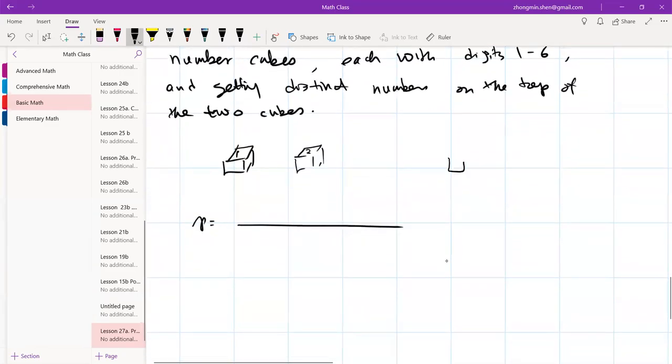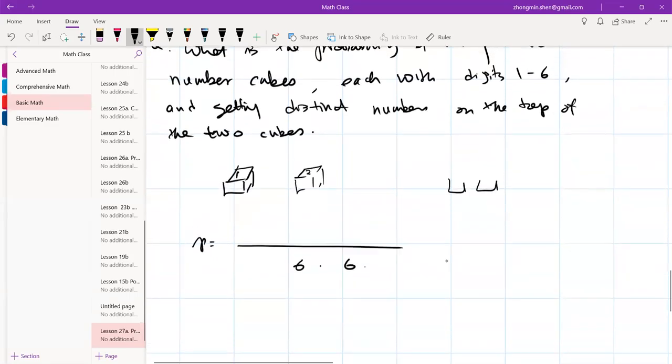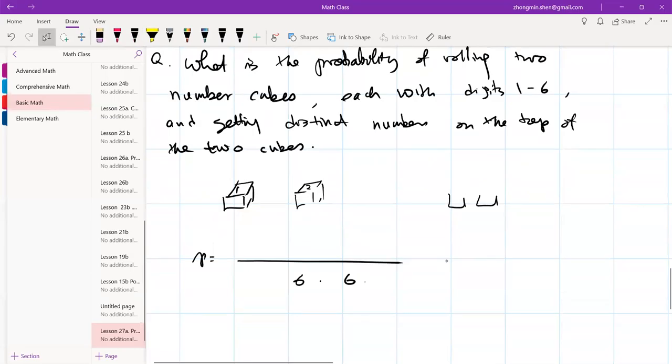So you're going to write down two numbers, right? The first one can be any from 1 to 6, so it'll be 6. Then the second is also 6. In total you have 36 possible outcomes. But you are only interested in those with two distinct digits.